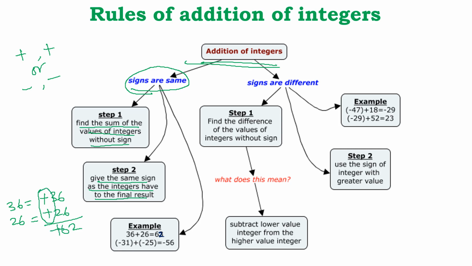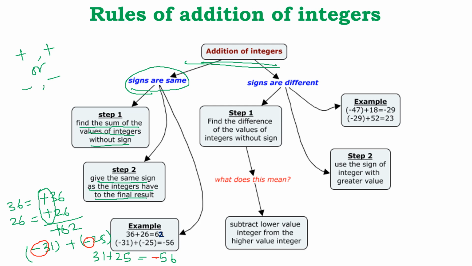Now here they have negative sign: minus 31 plus minus 25. Again add them. You do 31 plus 25. That is 56. But both of them, if you see, have minus sign, so the answer will also have a minus sign. Clear? So we don't need to study the subtraction of integers as a different topic. Here you know if both the signs are same, you will simply add them.